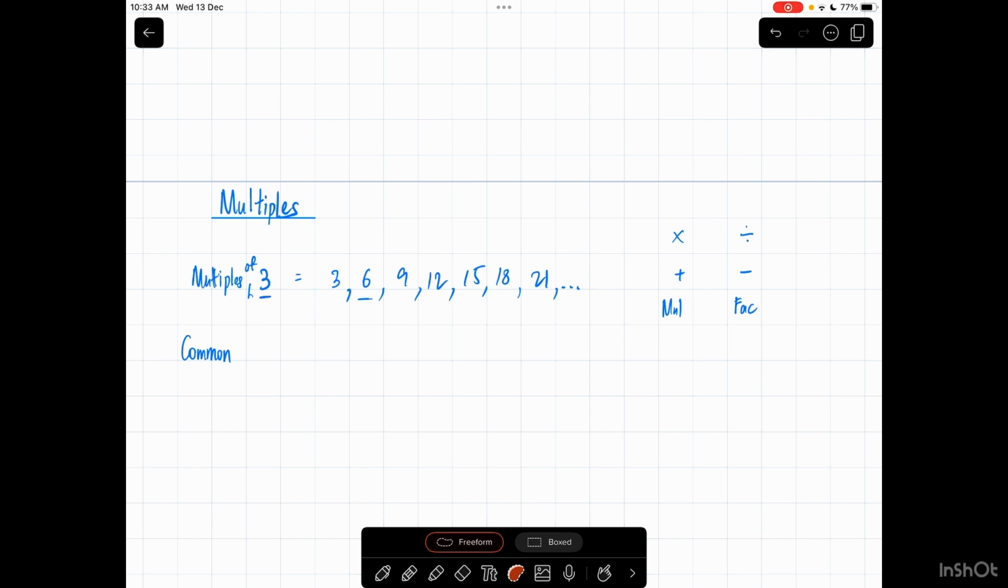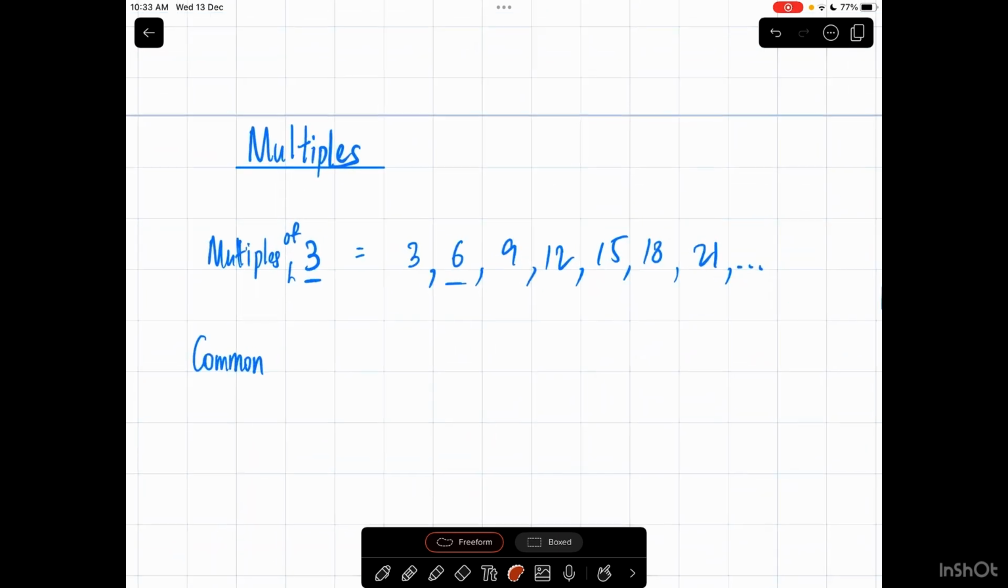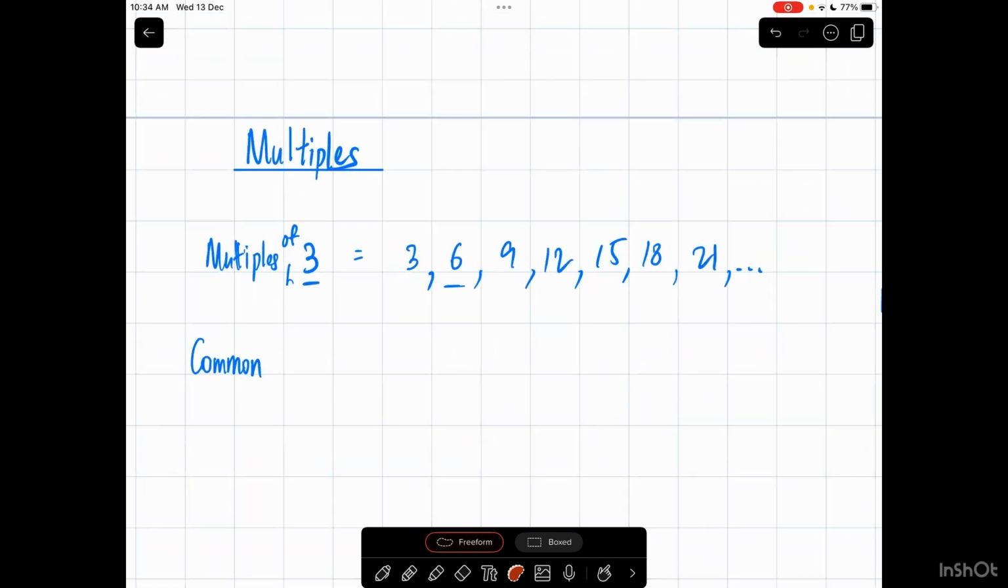There are no prime multiples, but we have common multiples. So common multiples are very similar to common factors.